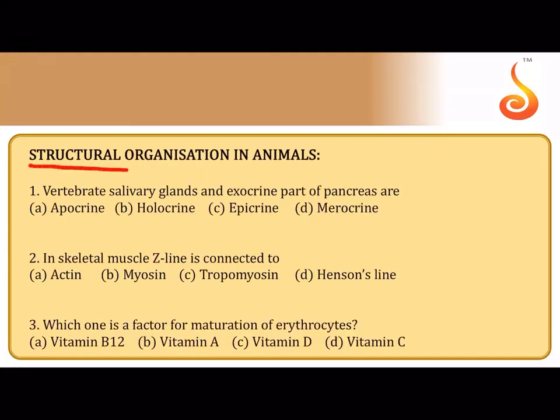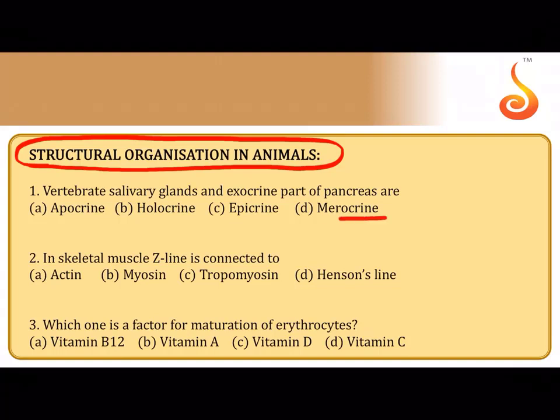Okay, now coming to the last chapter for this week's crash course NEET, that is structural organization of animals. Vertebrate salivary glands. The first question says vertebrate salivary glands, an exocrine part of the pancreas, are what type of glands? They are merocrine glands. Now what do you mean by merocrine glands?